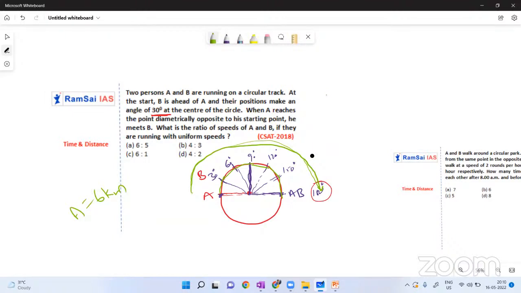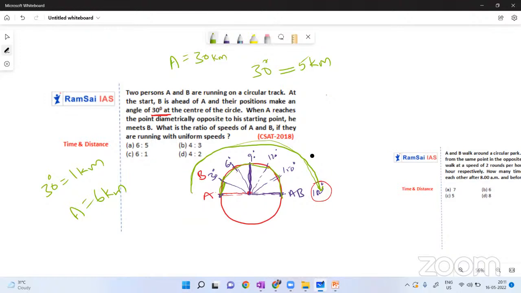Remember, for example, if you consider each 30 degrees is equal to 5 kilometers, in this case A would run 1, 2, 3, 4, 5, 6, sorry, 6 fives are 30 kilometers. I just considered 30 degrees is equal to 1 kilometer, so A traveled 6 kilometers. Here in this case, it is 30 kilometers. It's okay. Whatever value you consider, ultimately you will get the same answer.